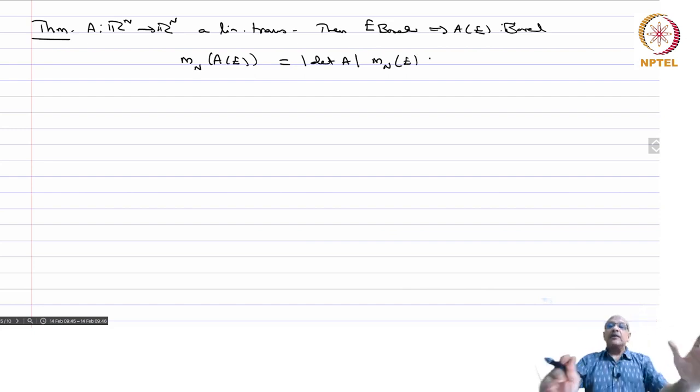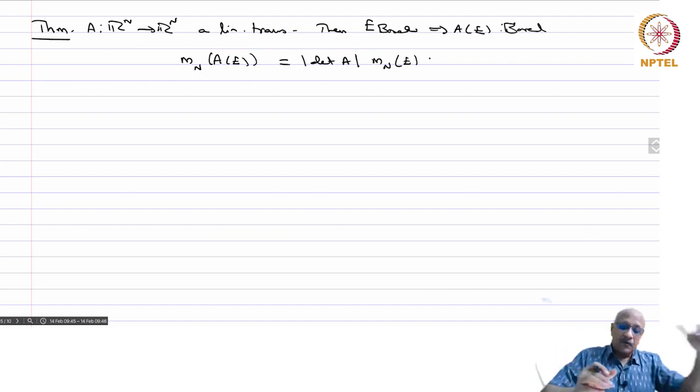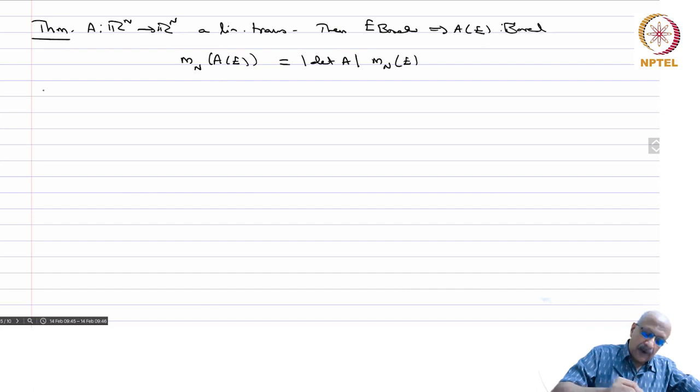So this is the meaning. If you have a linear transformation, you have a matrix, so you have a determinant, and the meaning of the determinant is that if you apply the linear transformation, then given any Borel set, the measure gets multiplied by the modulus of the determinant. So this is the geometric meaning of the determinant of a matrix. Okay, so step 1.